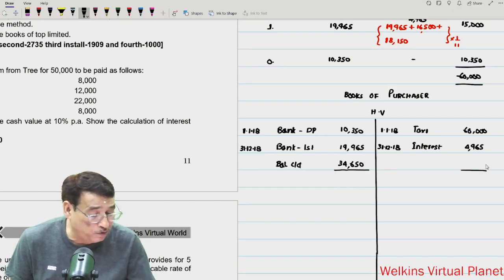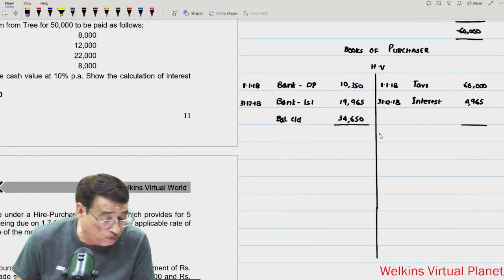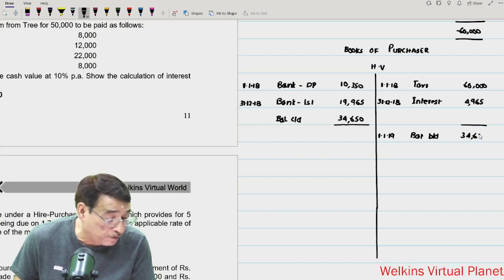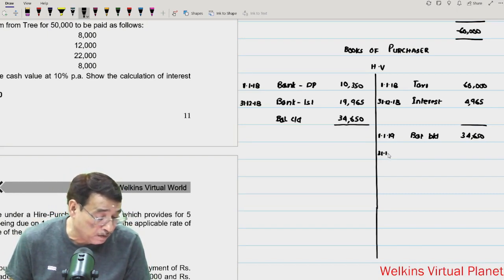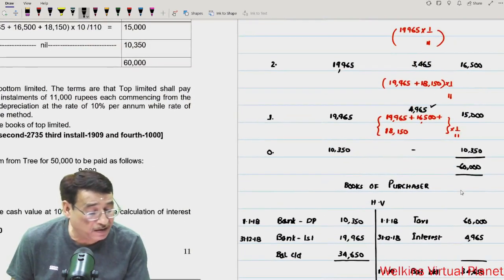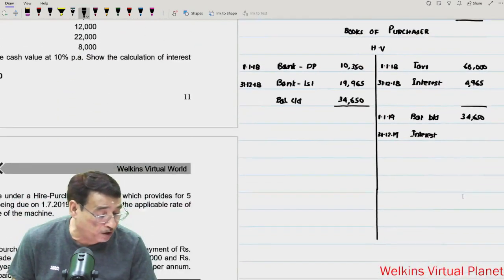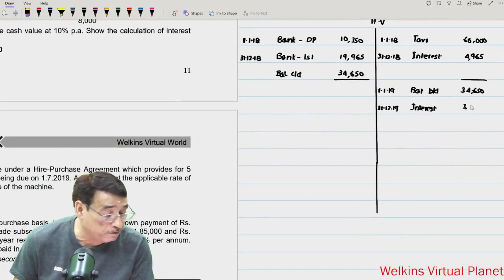So as far as first year is concerned, the task is already over. Now 1/1/2019, we are going to write here the balance brought down first of all. Balance brought down is equal to 34,650. Correct? Now we will reach the end of the second year, 31/12/2019. I am going to write interest. We have already computed the interest. Interest as far as second installment is concerned, 3,465.